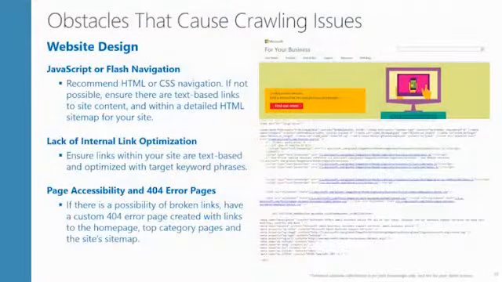Some obstacles create crawling issues. In the example on the right, we've got the content, but you can also see the back-end code behind it. Some areas where the crawler can get hung up are JavaScript, or a lot of Flash navigation. Make sure that you're using internal links throughout, targeting your keyword phrases, and that you don't have a lot of 404 error pages. Again, that can really slow down the site's ability to be crawled.